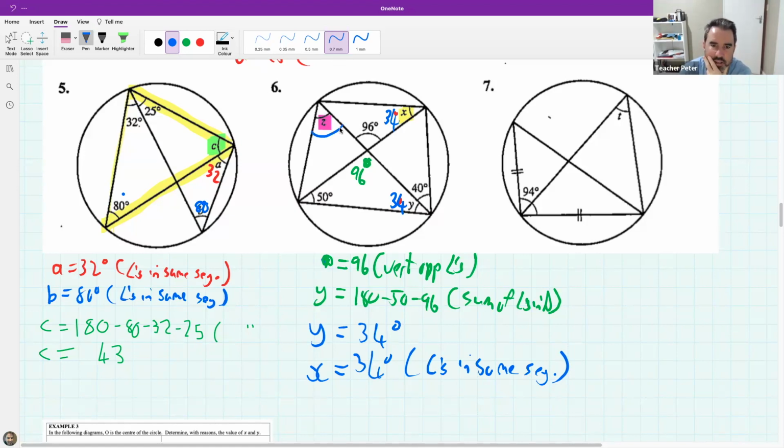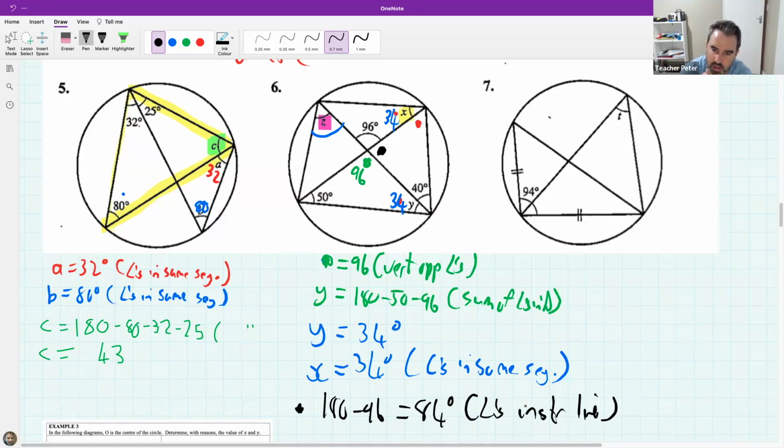It's hanging out up here. Now, unfortunately, its sort of partner in crime would be here, but we don't have it. But maybe we can get it another way. Ooh, I remember something about straight lines that I think could help me here. So I think the black dot must be 180 minus 96, which is 84 degrees. Angles on a straight line.